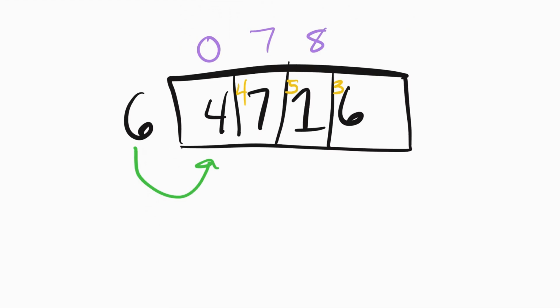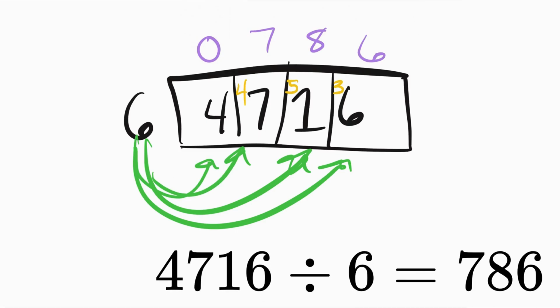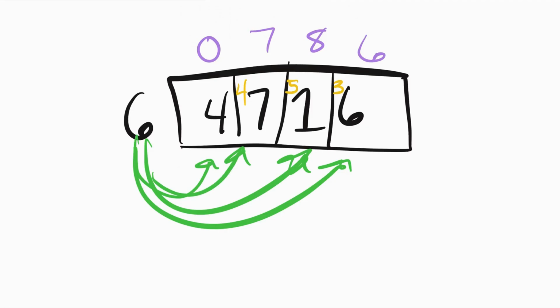Now we did this one, and this one, and now we're in the last one here. Okay, 6 goes into 36 6 times. 6 times 6 is 36. They wanted 36. We were able to give them 36, so there's nothing remaining. So 4,716 divided by 6 is 786. Now, that's short division without remainders.